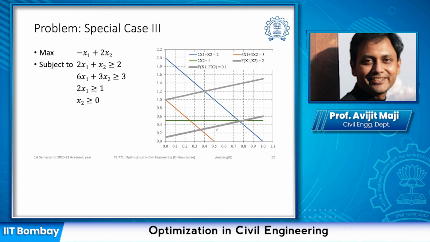We'll look into another case, which is the third case. In this case, we want to maximize this particular function. This is our first constraint, this is our second constraint, this is our third constraint, and this is our fourth constraint. So the first constraint, which is represented by the blue line, is greater than or equal to 2. So it clearly says that the values should be greater than 2.